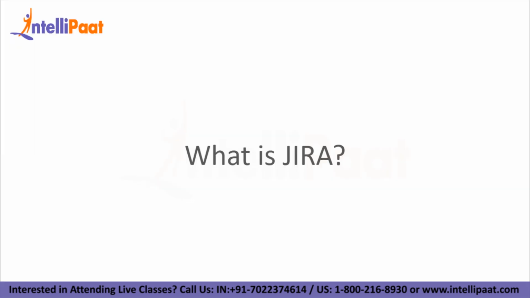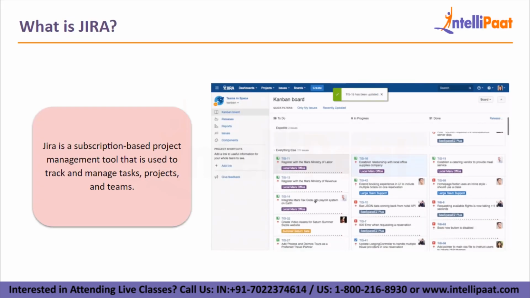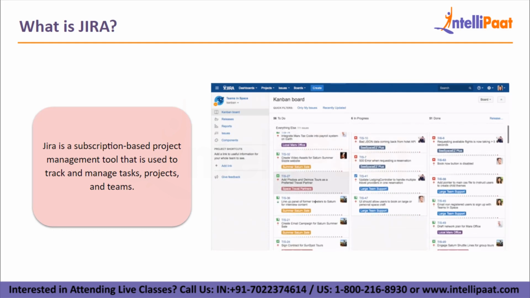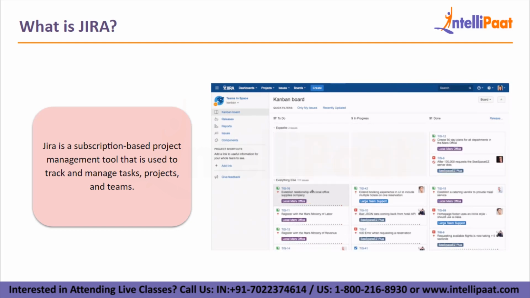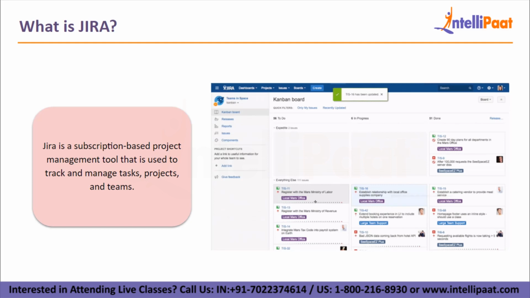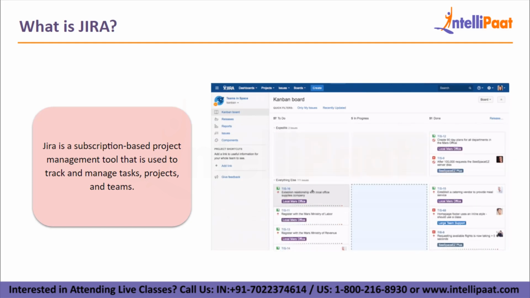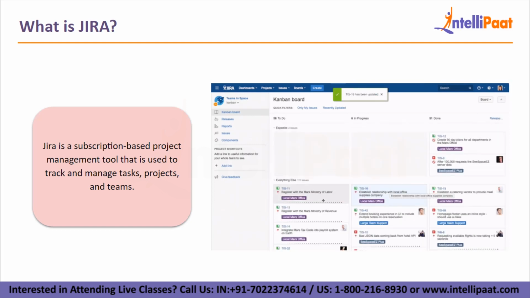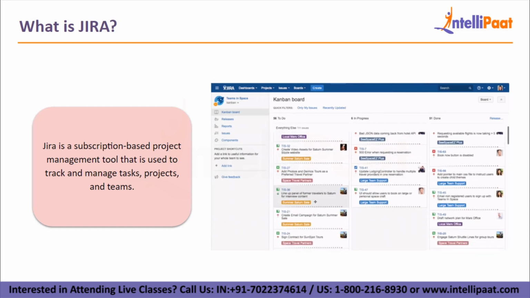So here we have our first agenda, that is what is Jira. Jira is a subscription-based project management tool that is used to track and manage tasks, projects, and teams. Jira's strength is its ability to accommodate any project type by embracing a wide range of tools and integrations. The software that was created by an Australian software company called Atlassian is now extensively used by agile development teams to monitor bugs, stories, epics, and other activities.